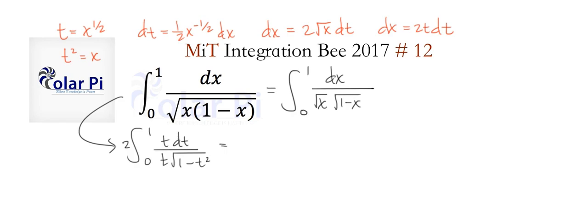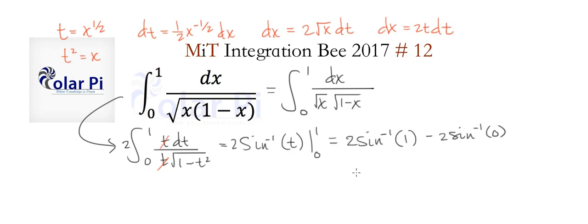So good things happen now. This t here is going to cancel that t there, and then what we'll have in the integrand is the derivative of arc sine. So we have 2 times arc sine of t evaluated from 0 to 1. That'll look like that. So plug in 1, plug in 0, take the difference. That's what we do.